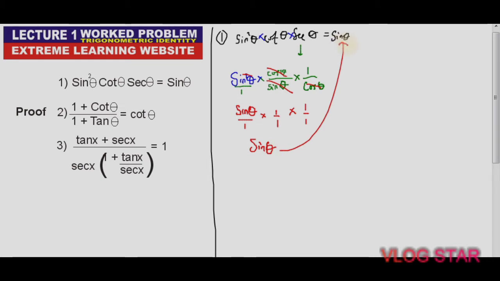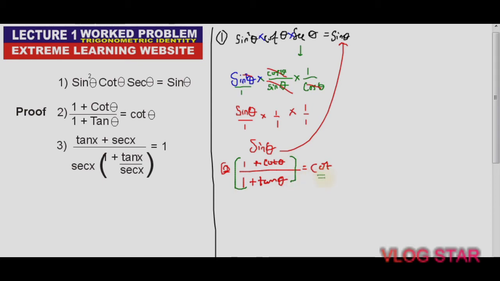Okay? Now let's go to number 2. Number 2 says we should prove that 1 plus cot theta all over 1 plus tan theta is going to give us cot theta. So this is another question here. Now we should prove that this particular one at the left hand side is going to be equal to just cot theta.